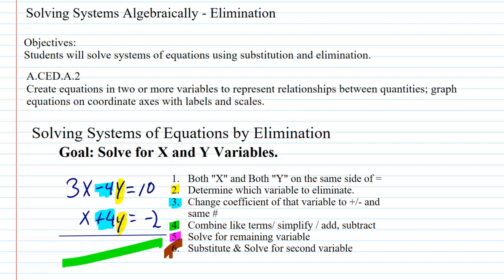Solving systems algebraically. Today we're going to use elimination. Our goal is to solve for the x and y variables. I have 6 steps here to help us quickly get through this.